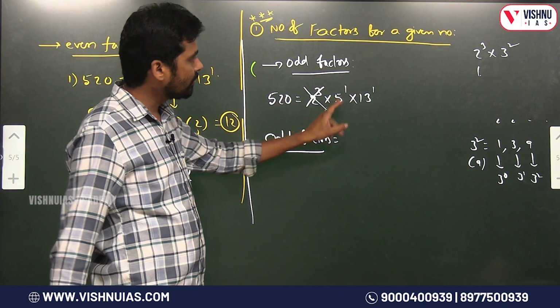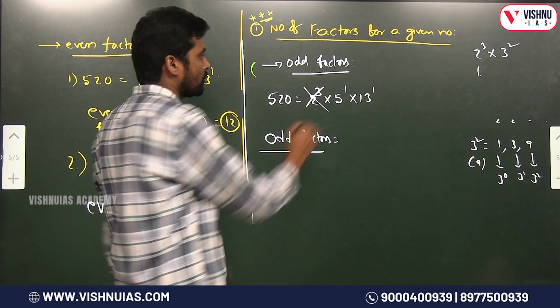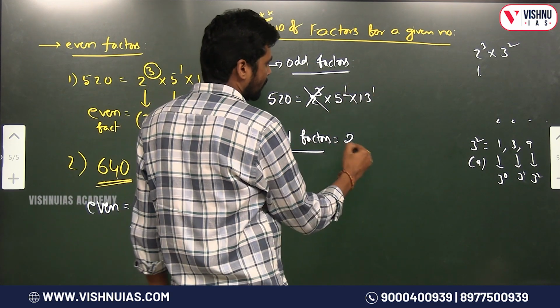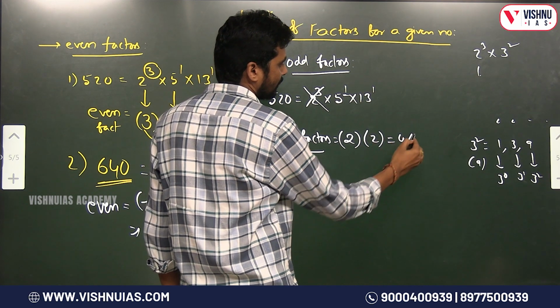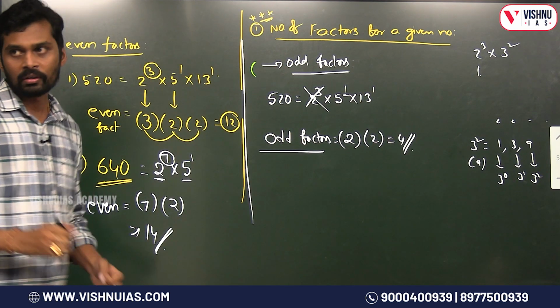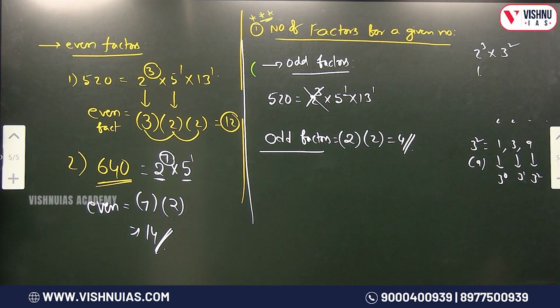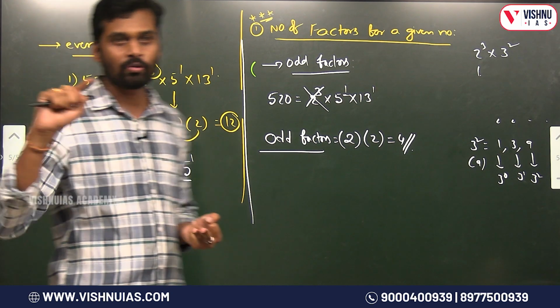So what are the rest of the numbers? 5 power 1 into 13 power 1. So add plus 1 to the power. 1 plus 1 is what? 2. Again 1 plus 1 is what? 2. 2 into 2 means 4 odd factors. Okay. So there are 3 things. Total factors. Total factors means what? Add plus 1 to each power.